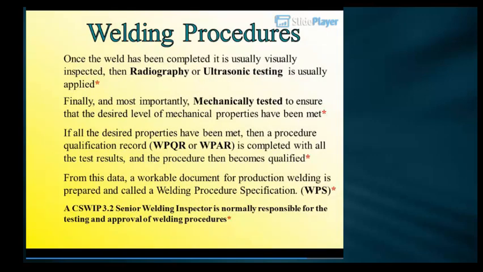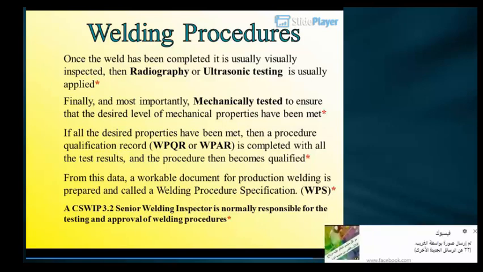Welding procedures. Once the weld has been completed, it is usually visually inspected, then radiography or ultrasonic testing is usually applied. Finally, and most importantly, it is mechanically tested to ensure that the desired level of mechanical properties have been met. If all the desired properties have been met, then a procedure qualification record (WPQR) is completed with all the test results, and the procedure then becomes qualified. From this data, a workable document for production welding is prepared and called a Welding Procedure Specification (WPS).